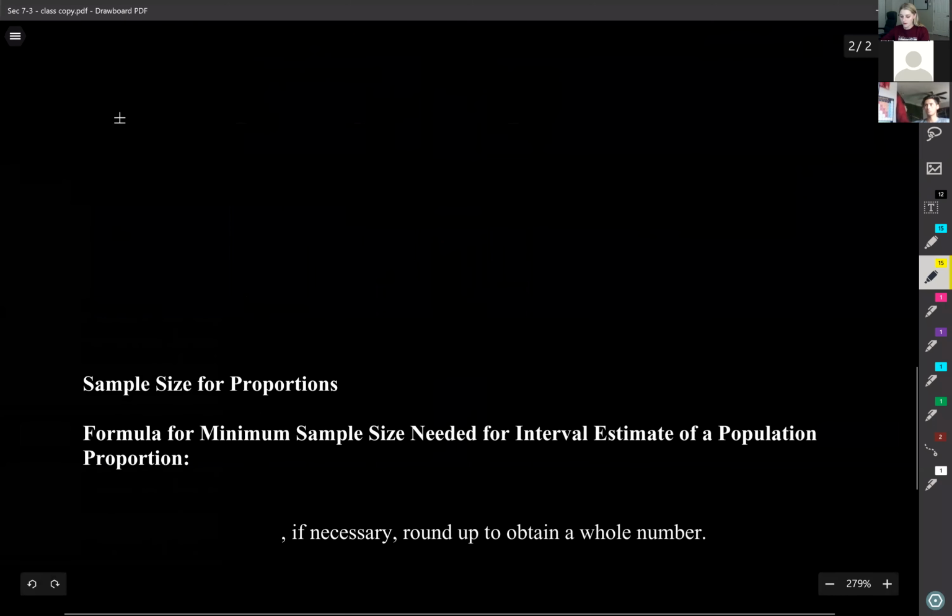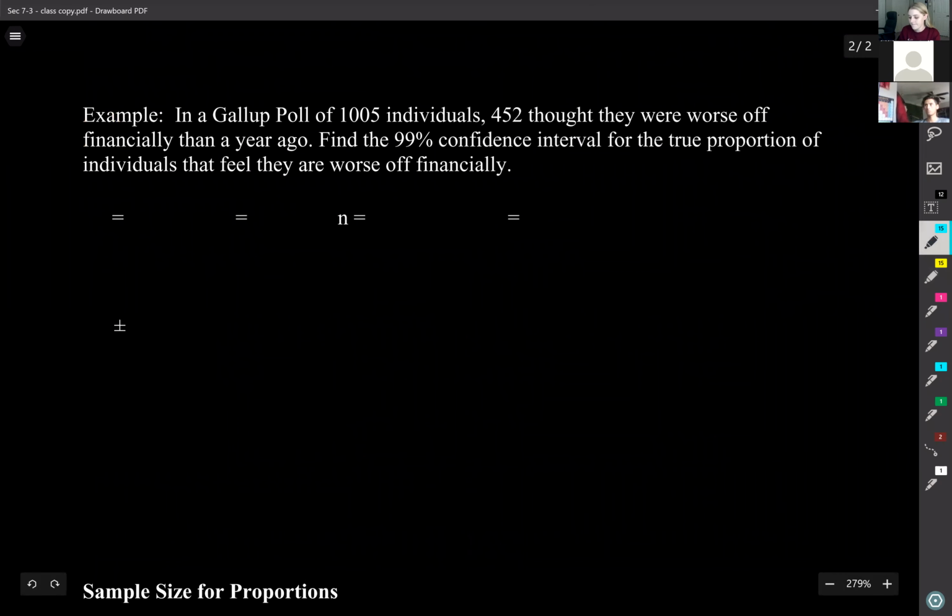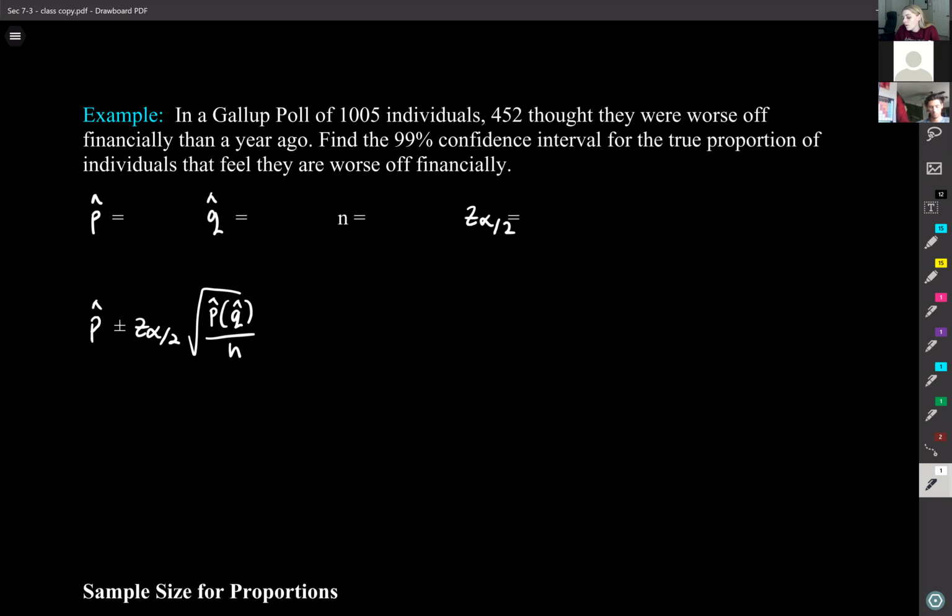All right, so another example. So once again, I'm missing some variables here. So this is p hat, q hat, and then c, alpha over 2, and then this is n. Okay, so this one says in a poll of 1,005 individuals, 452 thought they were worse off financially than a year ago. Find the 99% confidence interval for the true proportion of individuals that feel like they are worse off financially.